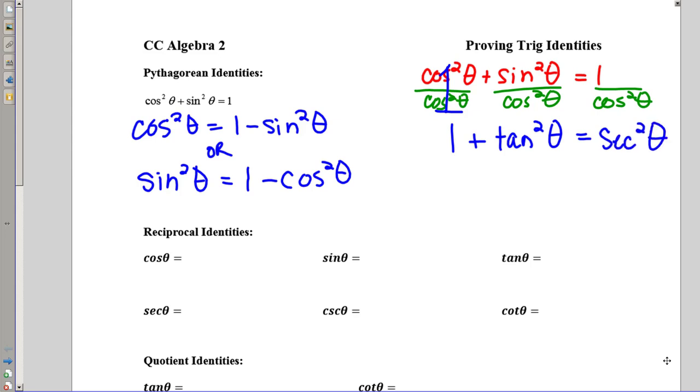We can do the same thing if we take cosine squared plus sine squared equals 1 and divide each by sine squared. And if we do that, we'd get cosine squared over sine squared, which is cotangent squared. Sine squared divided by sine squared, which is 1, and that's equal to 1 over sine squared, or cosecant squared theta.